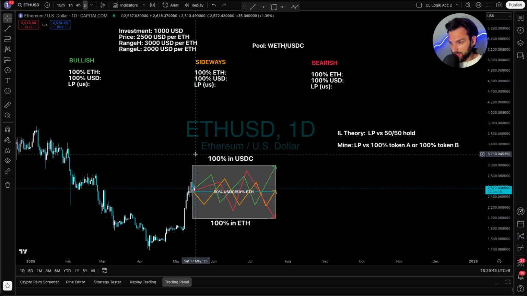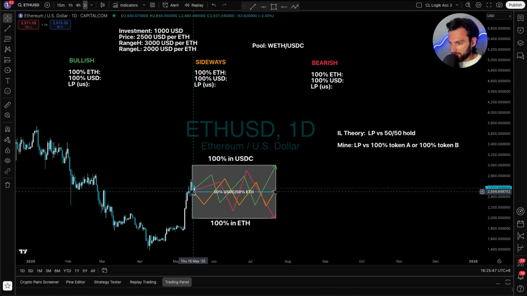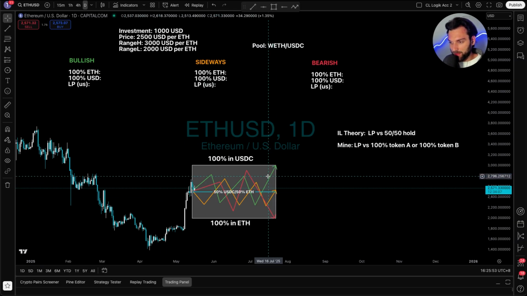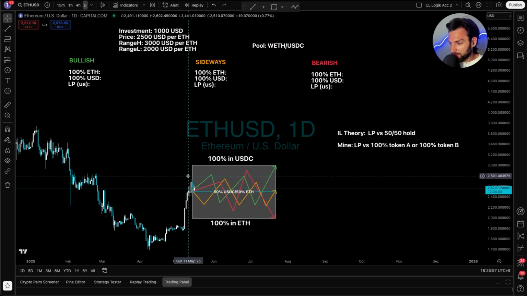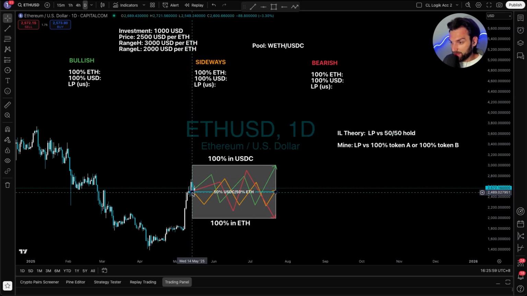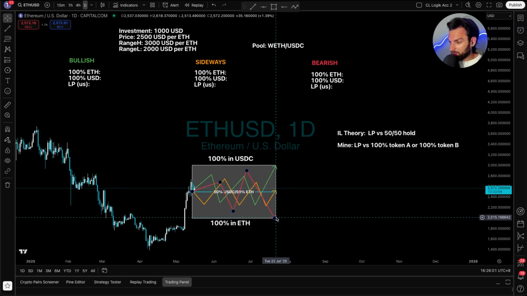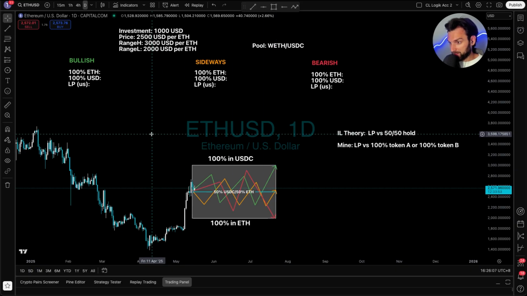The second scenario is a sideways scenario. So we start at $2,500 per ETH, and we end up again at $2,500 per ETH. This, of course, does not happen very often, but it is a possibility. And then the third scenario is a bearish scenario, where we start at $2,500 per ETH, and after a certain period of time, we touch the bottom side or the bottom range of our liquidity pool.